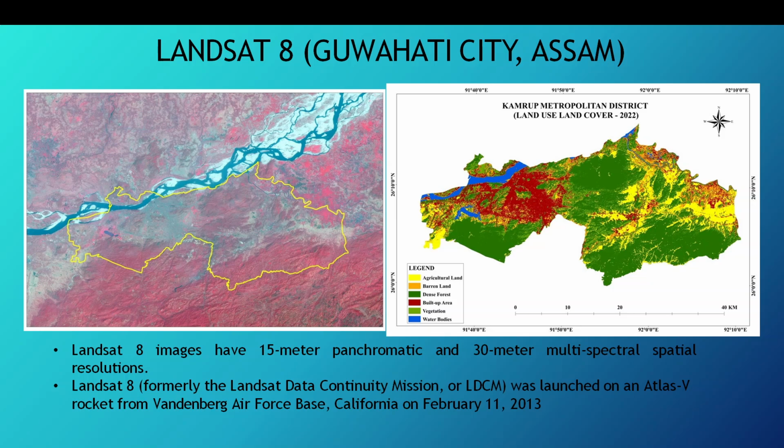FCC Landsat image. The right image is classified into different categories such as agricultural land, built up area, dense forest, barren land, vegetation and water bodies. So the image on the left is a raw satellite image, and on the right is a classified image that is done through machine learning. Landsat 8 imagery plays a vital role in urban planning, environmental monitoring, resource management by providing detailed spatial data on land use changes over time.